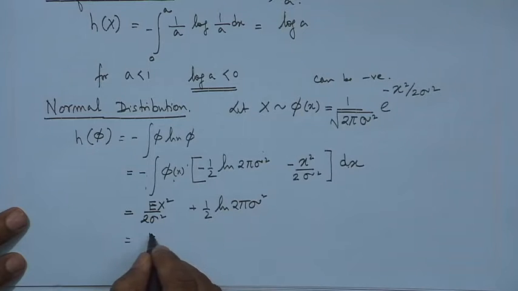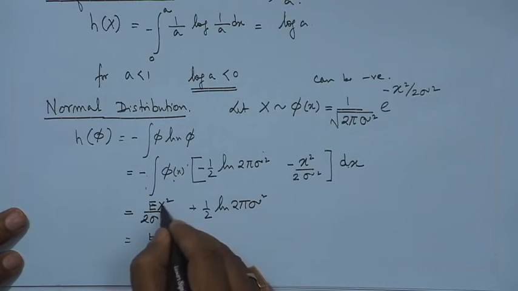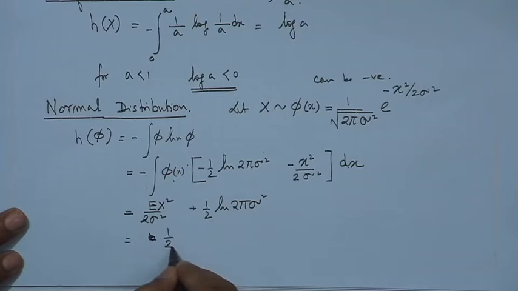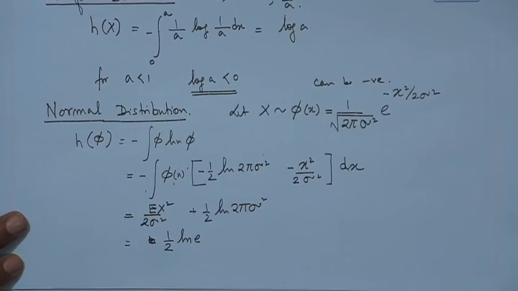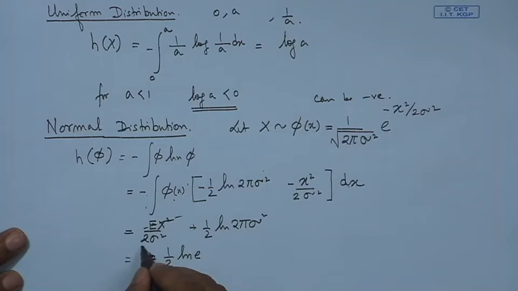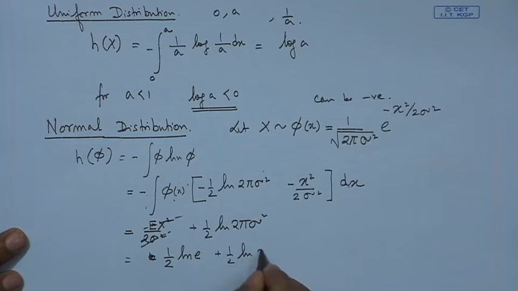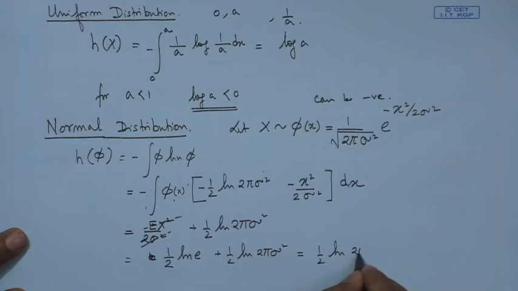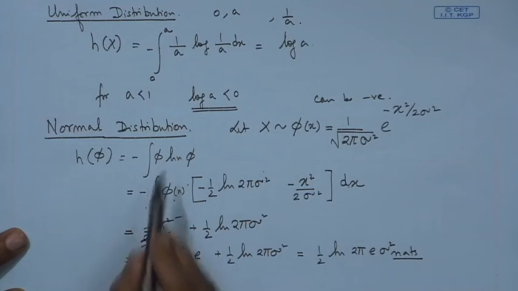This you could write as E of x squared is basically sigma squared. So this and this goes out, so you have half. So from half you could write, instead of 1, I could write ln of e. So that means it is the same thing. Basically this goes out with this, 2 remains, plus half ln 2 pi sigma squared. So what you have there leads to half ln 2 pi e sigma squared in nats, right, because we have taken natural logarithm over here.